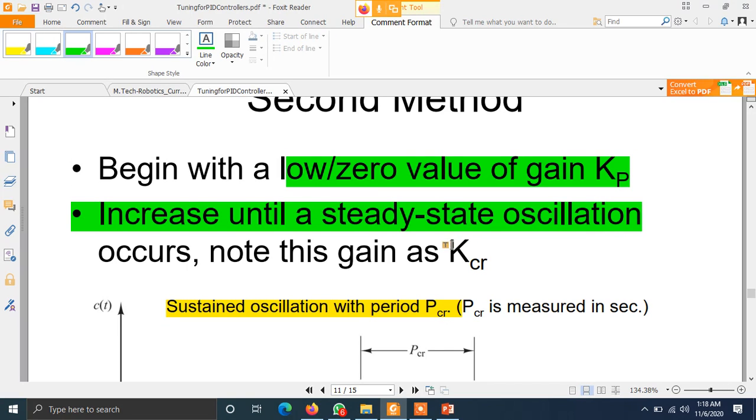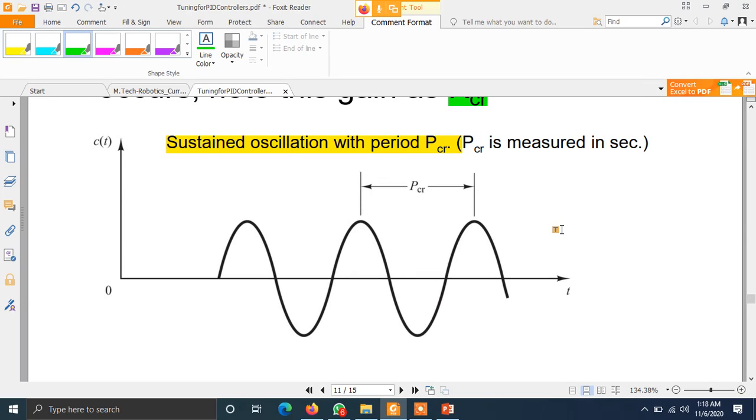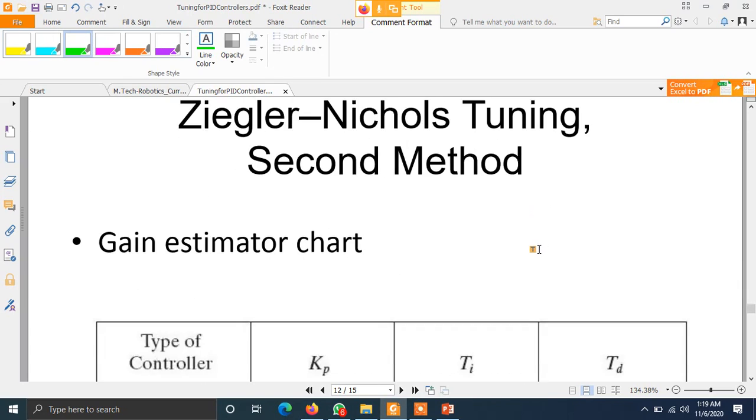The value of Kp at which you get sustained oscillations is called Kcr, and the periodic time is called the sustained oscillation period. The output would look something like this. This value might be very low, negligible in most cases, but this is one of the best methods you can use in a plant, with the systems running, to get real time stability.